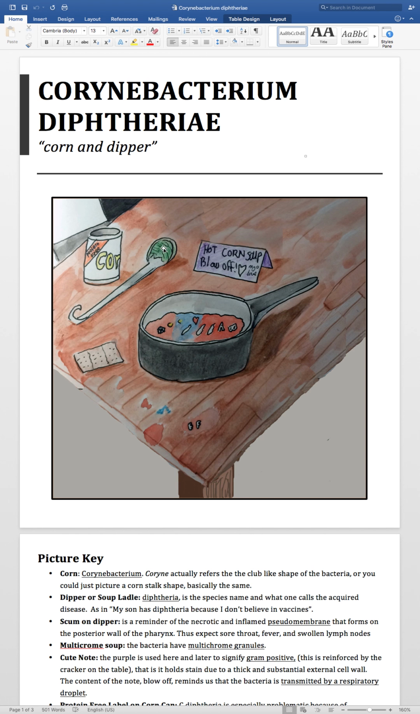You can see the dipper, it's covered in some green stuff. This corn has an interesting label, it says protein free. There's a little cracker on the table, and the little cornucopia of a soup we have here is a little viral particle, some corn, some interesting little noodles, and it looks like he or she added some alphabet soup noodles. There's a little heart shape floating in there. How nice.